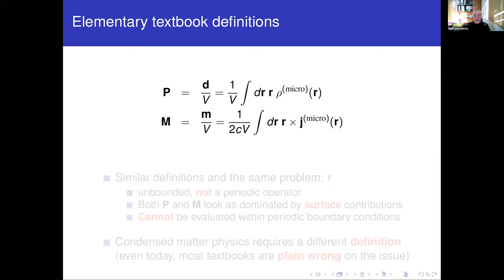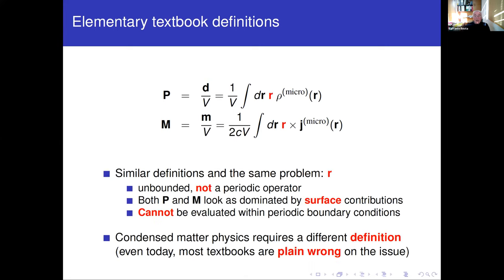And of course, this cannot be used in condensed matter physics, because in condensed matter physics, we use Born-von Karman periodic boundary conditions. The problem, as was pointed out by David, is the operator R. Operator R is not an operator in the Hilbert space of periodic boundary conditions, because it maps a periodic function into a function which is not periodic. So you cannot do, in general, solid state physics.